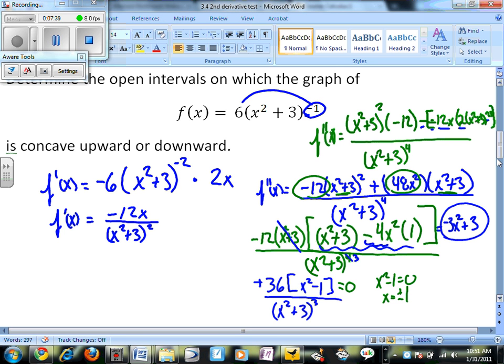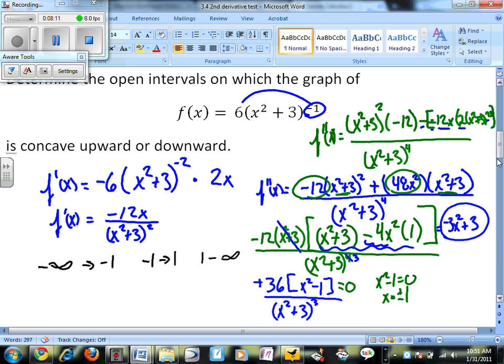So I'm going to go from negative infinity to negative 1 as my interval. And then I'm going to go from negative 1 to 1. And then I'm going to go from 1 to positive infinity. And we're going to pick values. We'll plug it in the second derivative. If it's going to be positive, it's going to be concave up. If it's going to be negative, it's concave down.